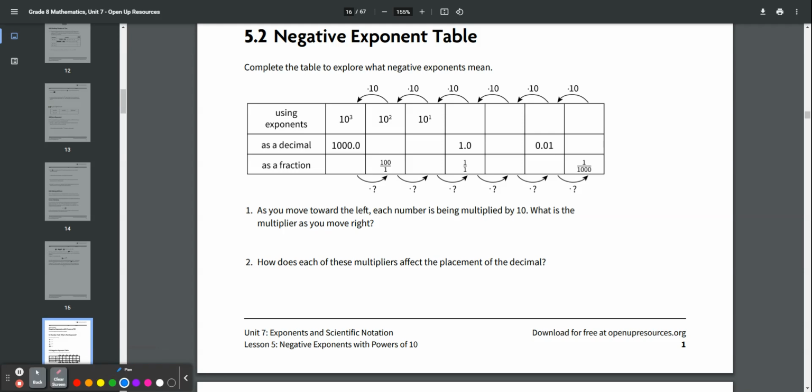Section 5.2, negative exponent table. We're going to complete this table to explore what negative exponents mean. First, looking through it, I see that we have using exponents at the top. We're going to write those exponents as decimals and as fractions.